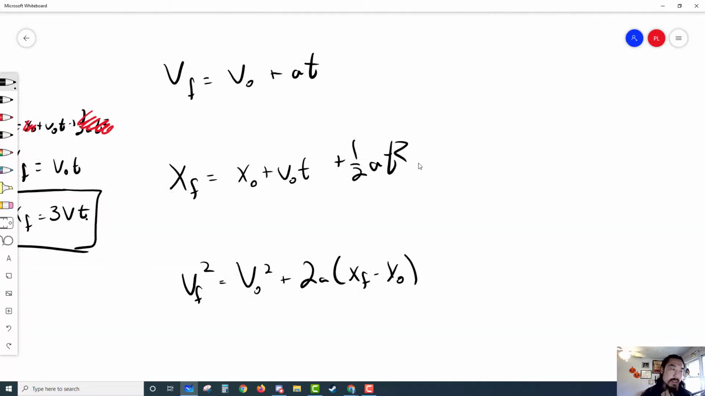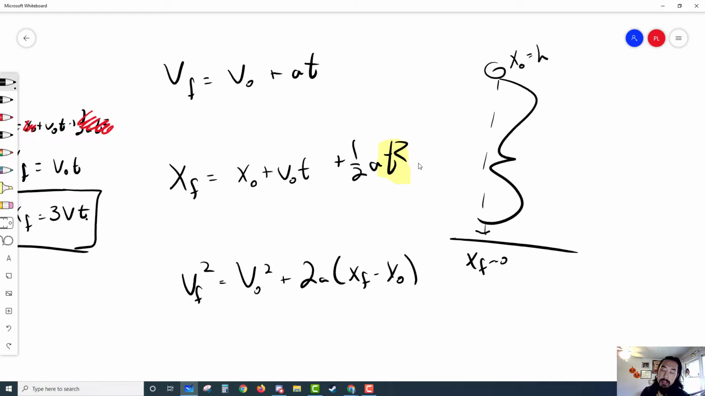Another way of doing things is they love this. They love doing this. So this t squared right there, they'll say something like, okay, so we have an object that falls, right? So we have an object and it's falling towards the ground. And we know that xf is 0 because it hits the ground, but xo is just like some height. We don't know what that height is. But they say that from this height, it falls for a total time of t.